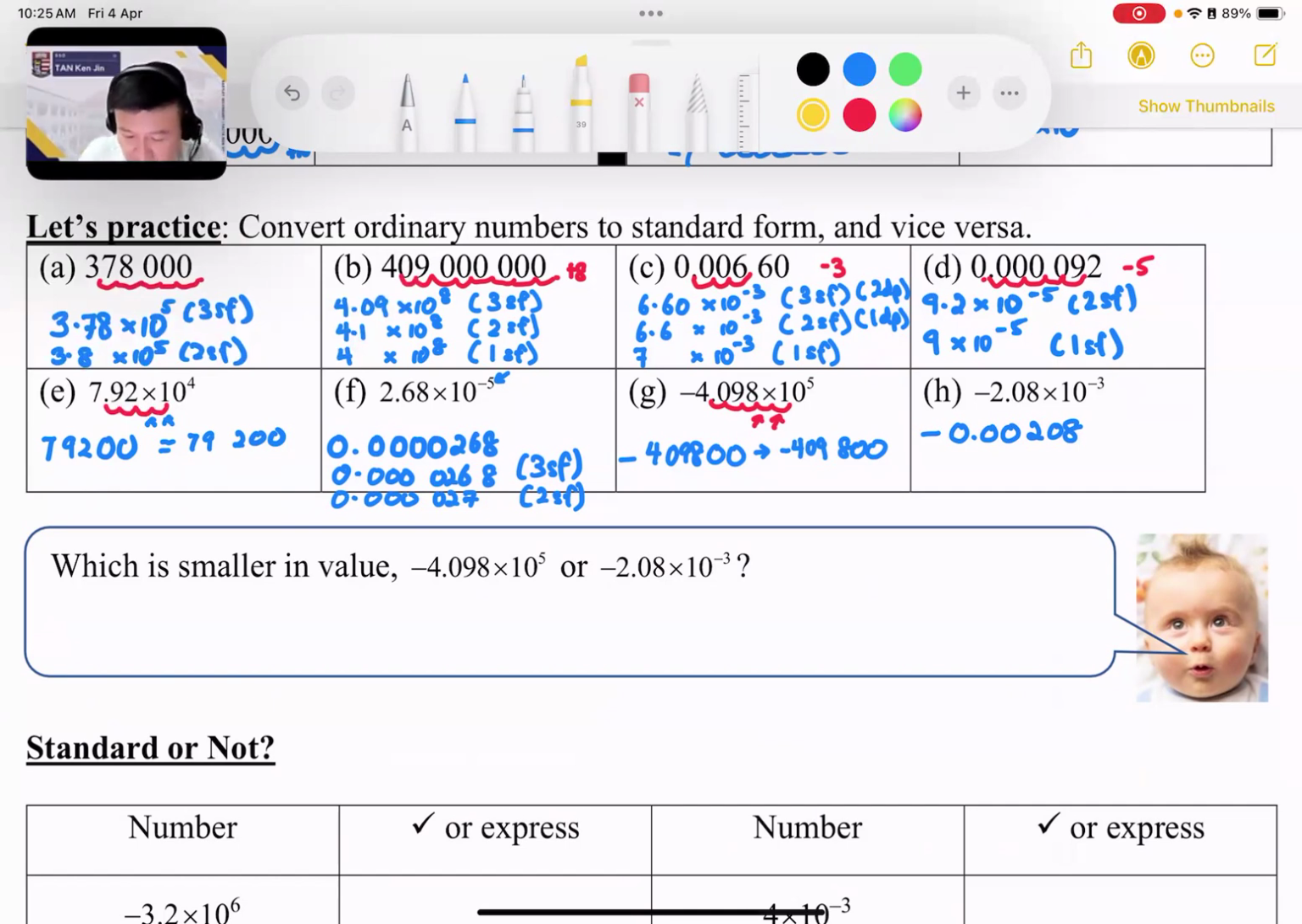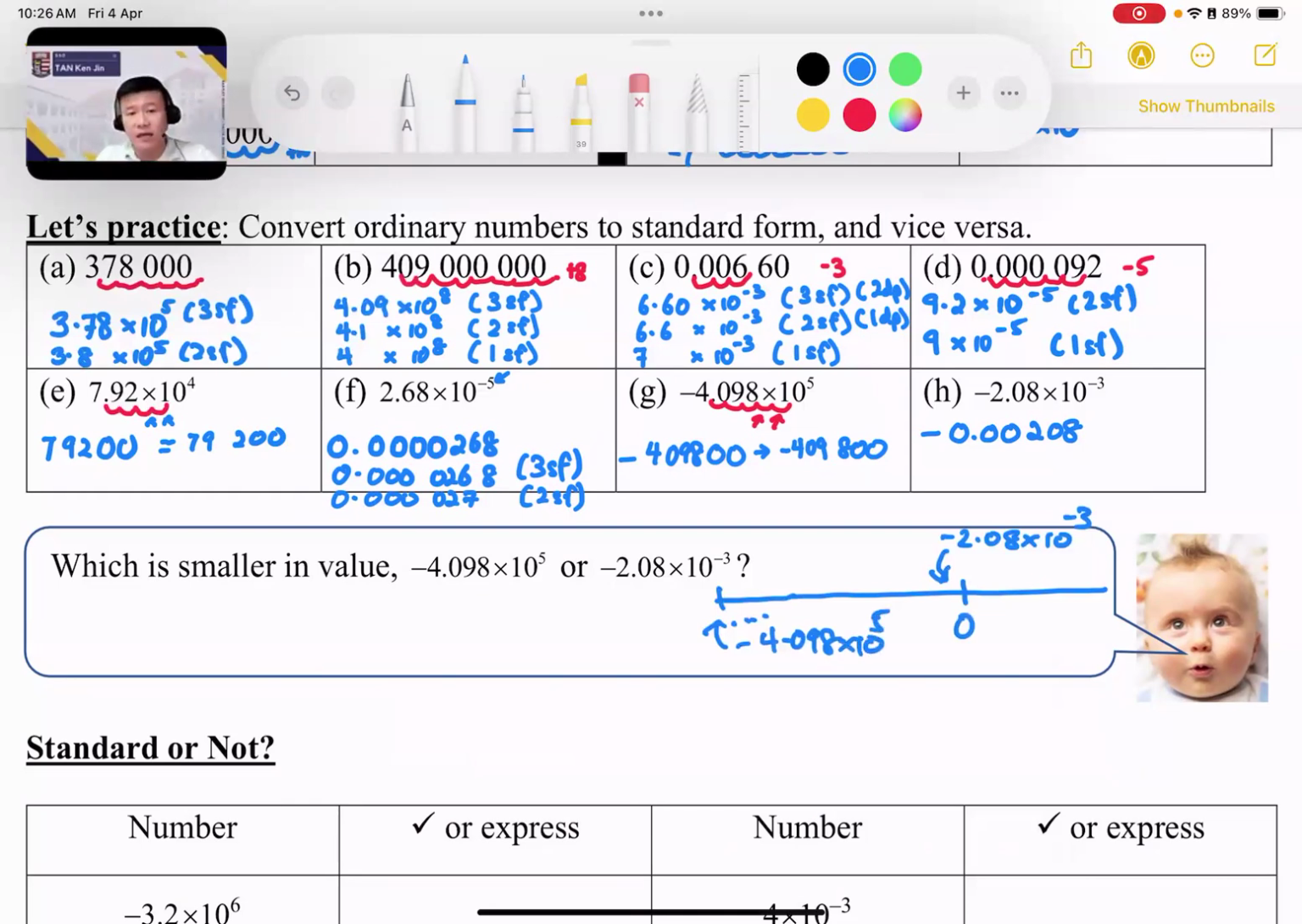Yes, 4.098 times 10 to the power of 5 is a big number compared to 2.08 times 10 to the power of negative 3. But if there is a negative involved, then you can imagine if this is a number line, a very small negative number is going to be close to 0 over here. This is your negative 2.8 times 10 to the power of negative 3. And a very large negative number is going to be all the way at the end. Okay, well, not at the end, but you know what I mean.